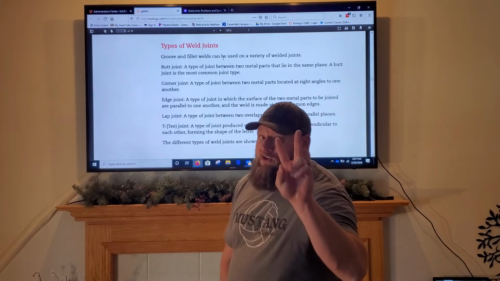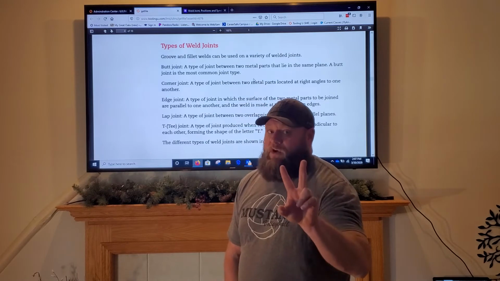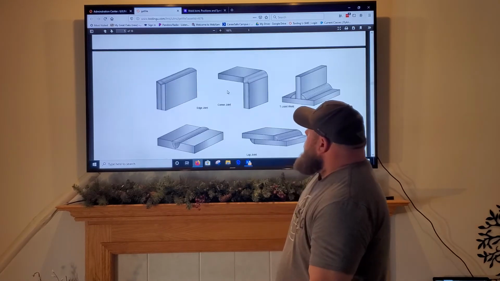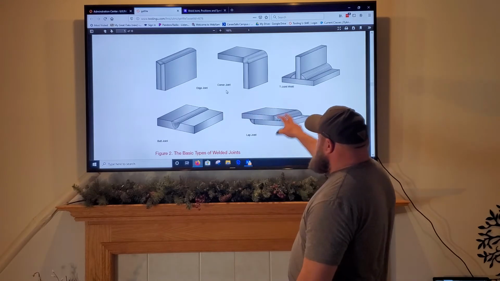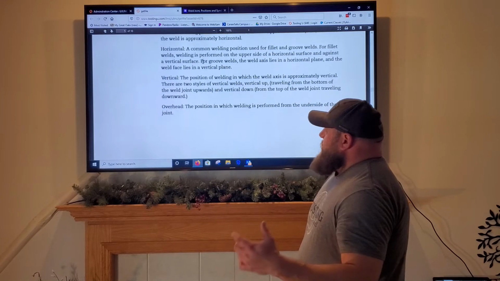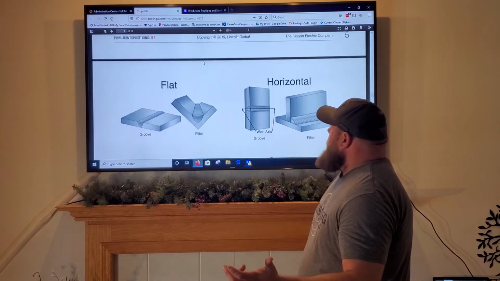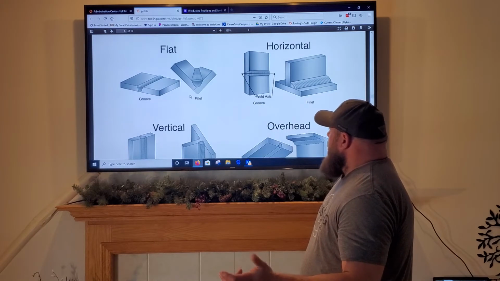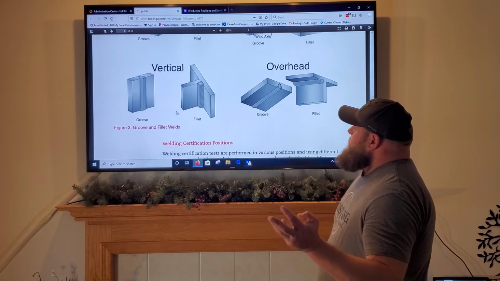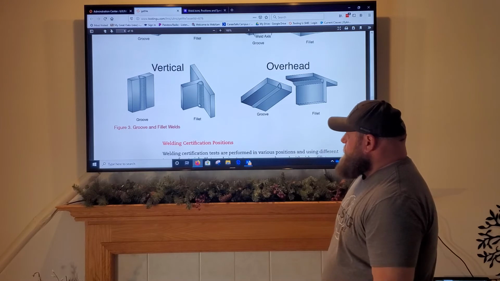We also established there are 2 types of welds, right? Only 2 types of welds. Groove weld and fillet weld. And then here's your edge joint, your corner joint, T-joint, lap joint, and butt joint. And then welding positions. Went over those already. You've got your flat, which are 1s, 2s horizontal, 3 vertical, and 4 overhead.